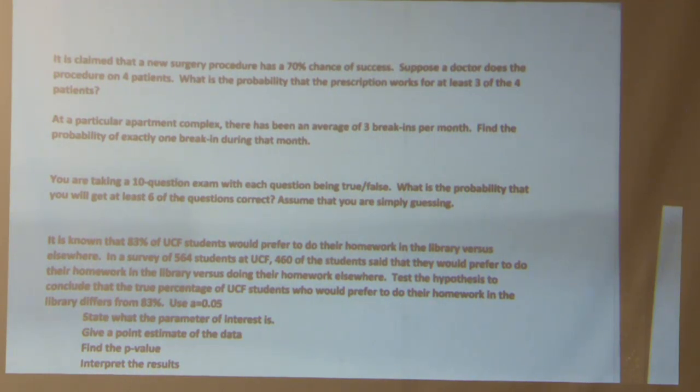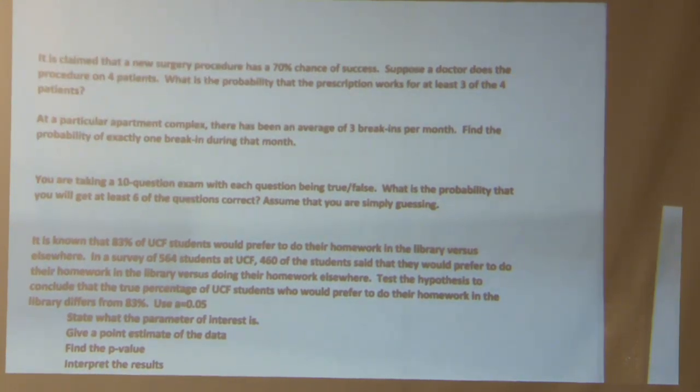Okay, so the next one says, it is claimed that a new surgery procedure has a 70% chance of success. Suppose a doctor does the procedure on 4 patients. What is the probability that the procedure works for at least 3 of the 4 patients? So we need to first determine what kind of problem this is.